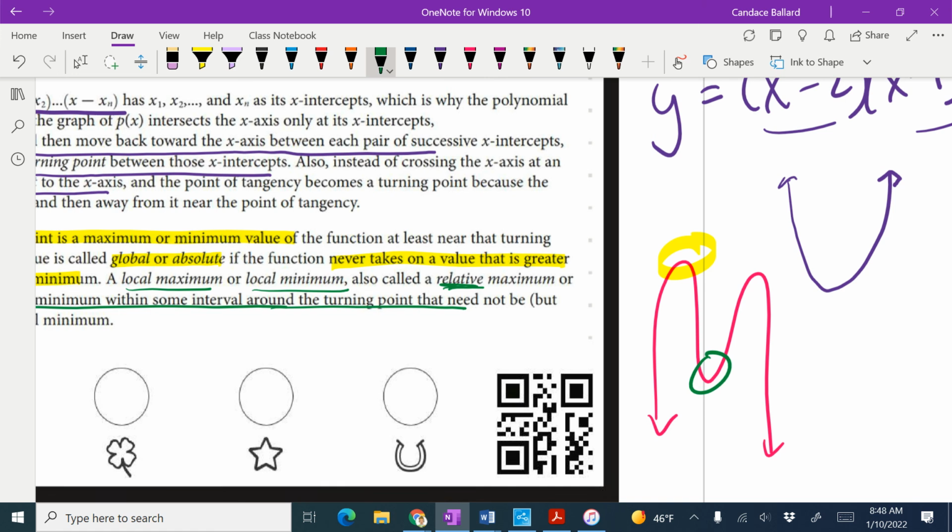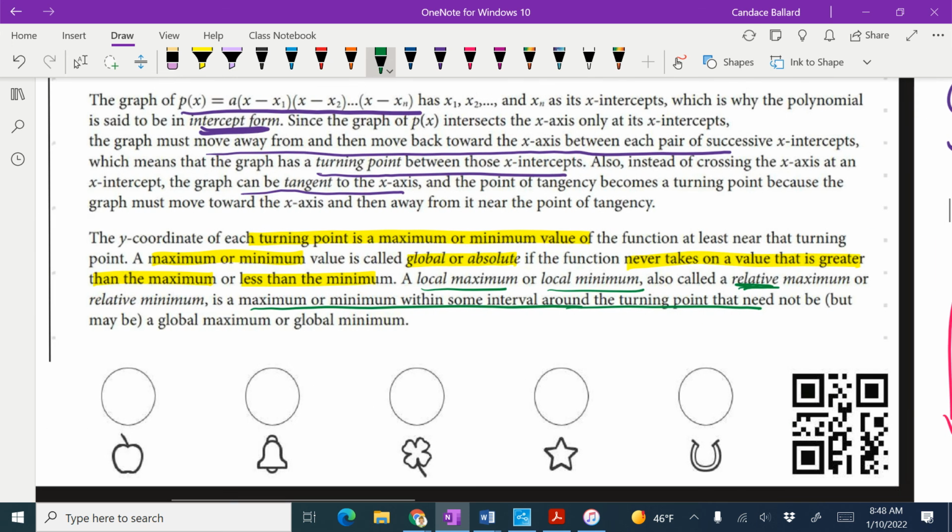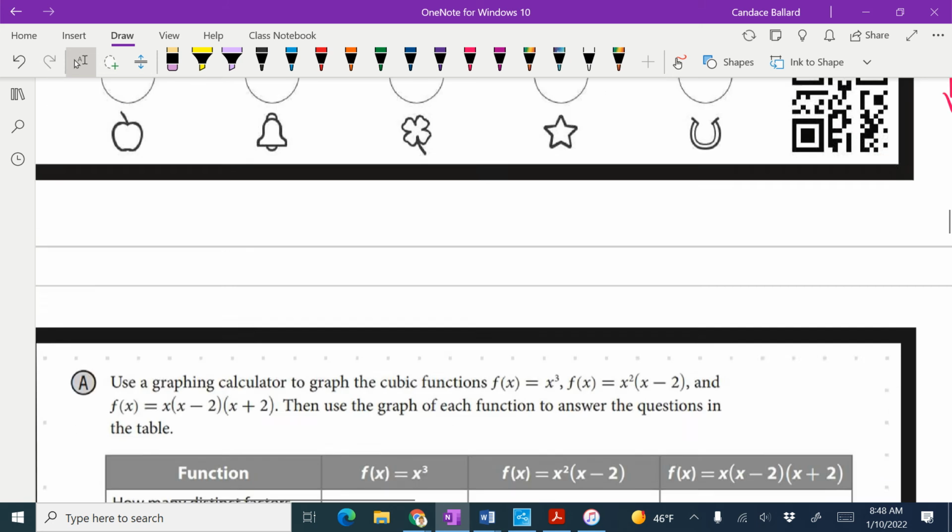So this one would be a relative min, and this one would be a relative max, because all the points surrounding it are a little bit higher. On this one, all the points surrounding it are a little bit lower. Okay. All right. A lot of vocabulary in there today.